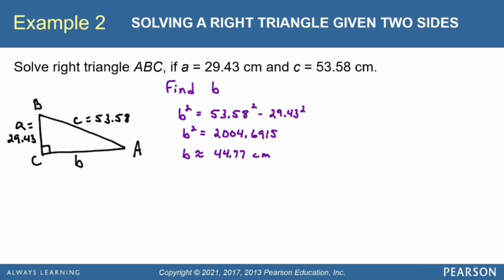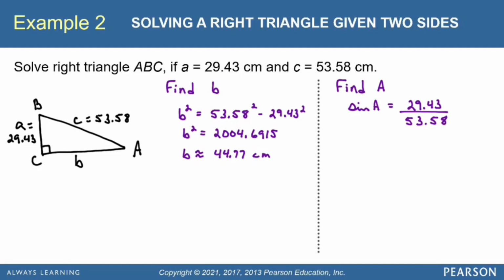And now we're ready to find one of our unknown angles, so let's start with angle A. And of course, we only know the right angle at this point, so we will have to use a trig relationship to find our first unknown angle. And so let's look at our diagram and think about the two sides that we were given in the problem. So coming from angle A, we have side A, which is the opposite, and we have side C, which is the hypotenuse. So of course, opposite and hypotenuse make us think of the sine function. So we're going to write the sine of angle A is equal to opposite over hypotenuse, so 29.43 over 53.58.